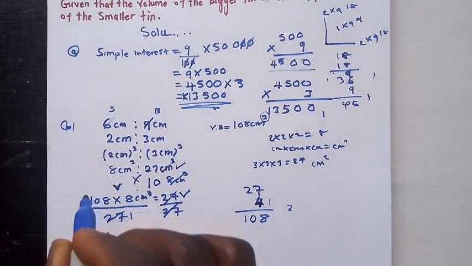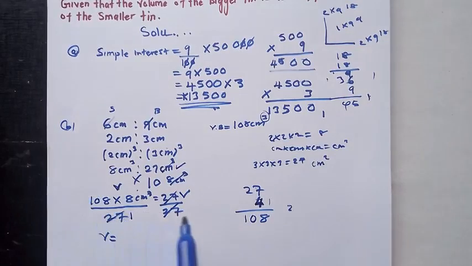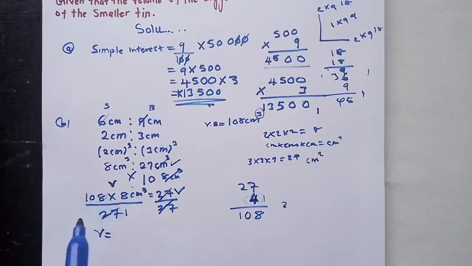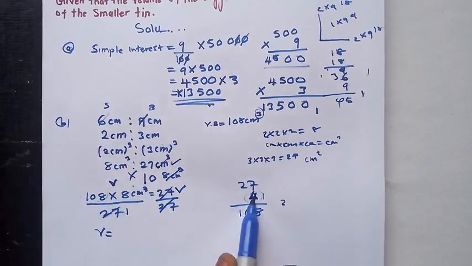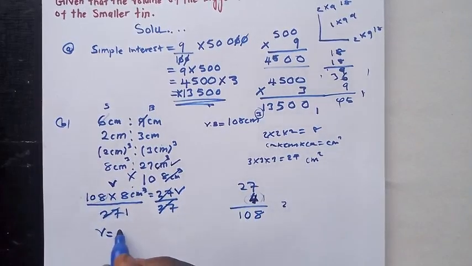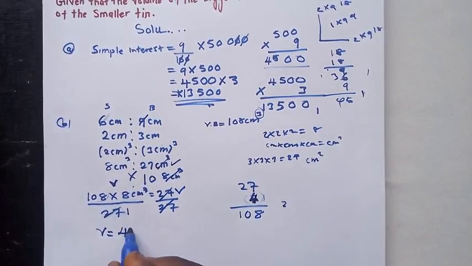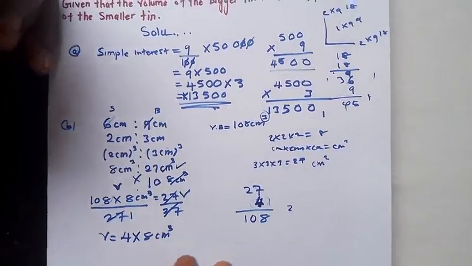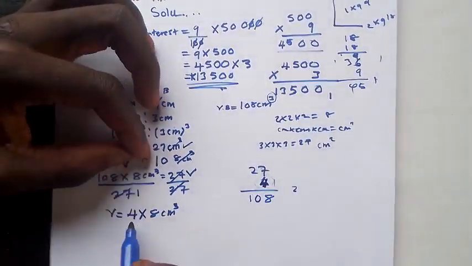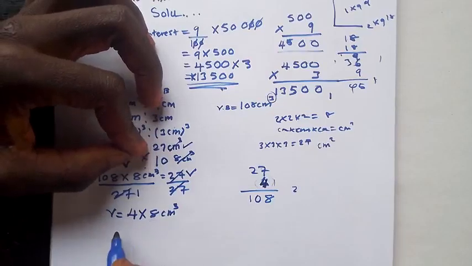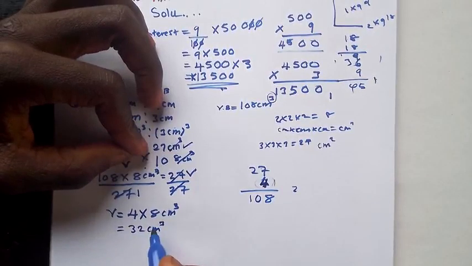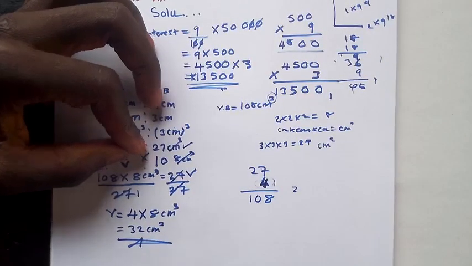So in this case here, the number that you are going to imagine, that is now 4, let me say 27 is going to go into 108. So in this case here, 27 can go into 108 how many times? 4 times. So in this case here, I'm going to say 4 multiplied by 8 centimeters cube. Okay. Then from there now, I'm going to say 4 multiplied by 8. I'm going to get what? 32 centimeters cube. So which means on this part here, we are done.